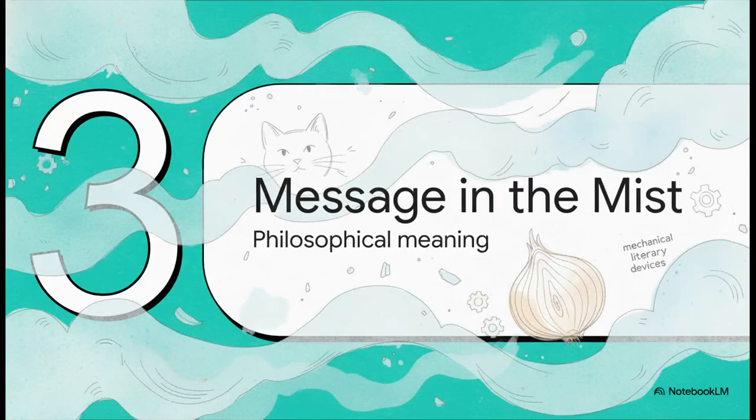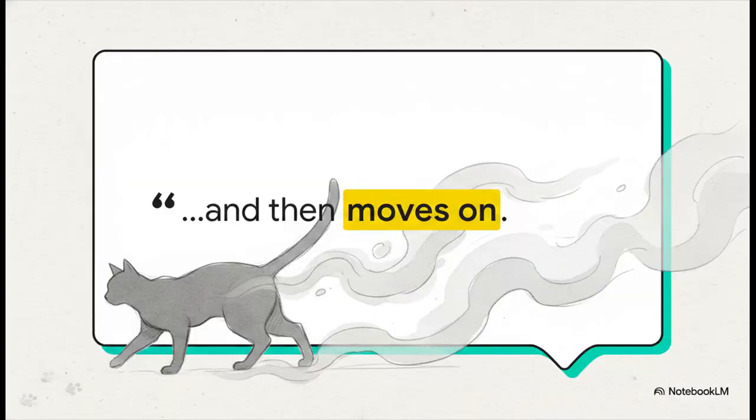And that leads us to our final section, the message in the mist. So, we've looked at the surface narrative, we've broken down the mechanical literary devices, and now it's time to get to the core of the onion and reveal the deeper philosophical meaning hidden in these few short words, and then moves on. Just as a cat silently comes and goes, the fog also disappears quietly after its brief visit.